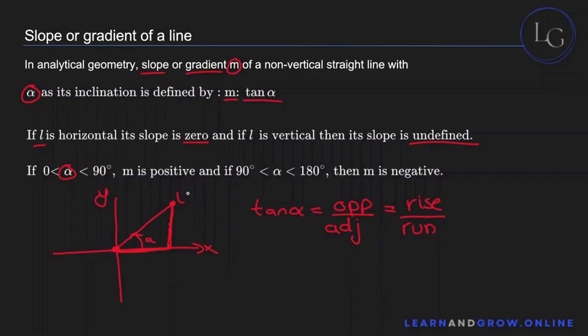And again, if this is a horizontal line, that means the angle is 0, and tan 0 is equal to 0. But if it's a line that lies on the y-axis, that means you have a 90-degree angle, and tangent of 90 degrees is equal to infinity or undefined.